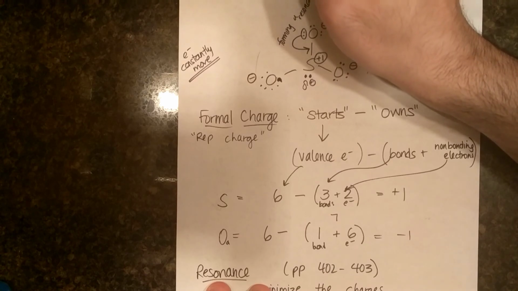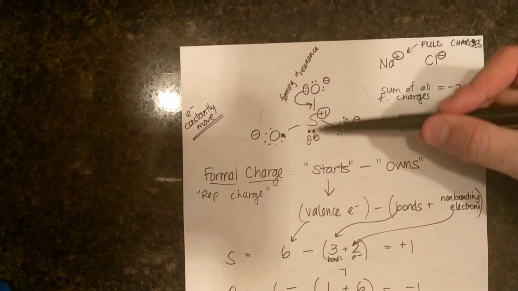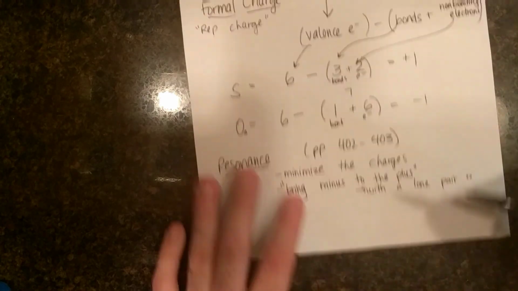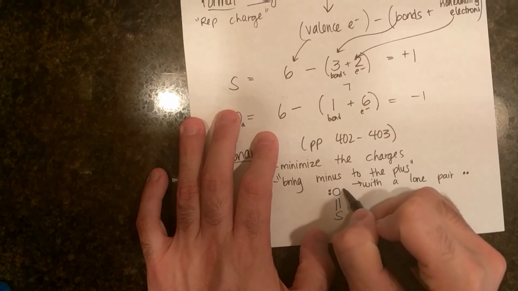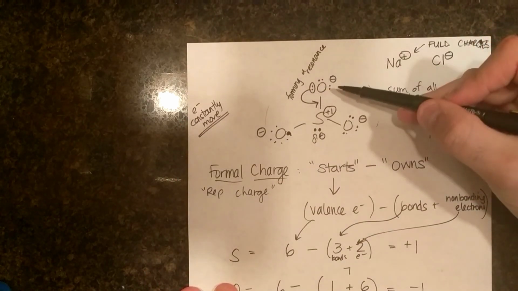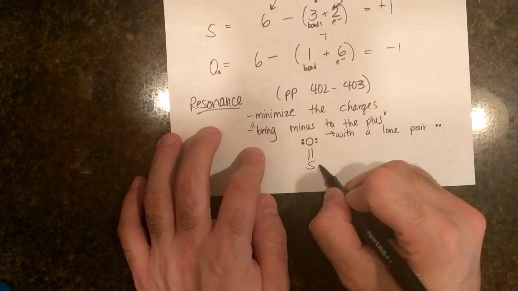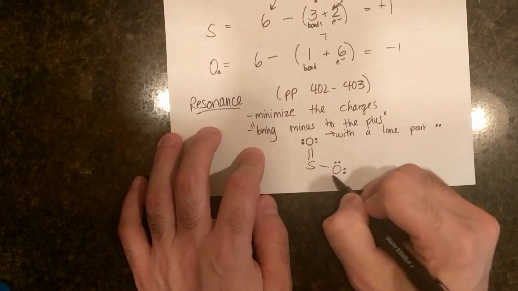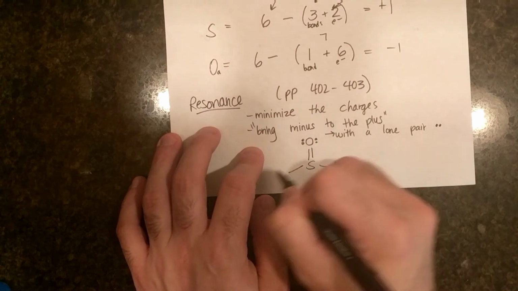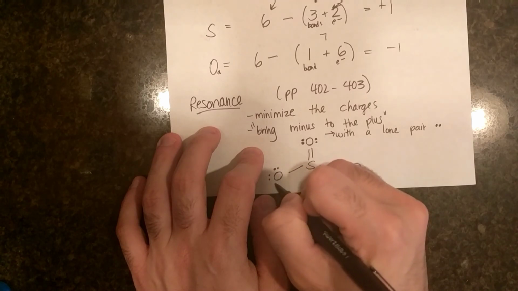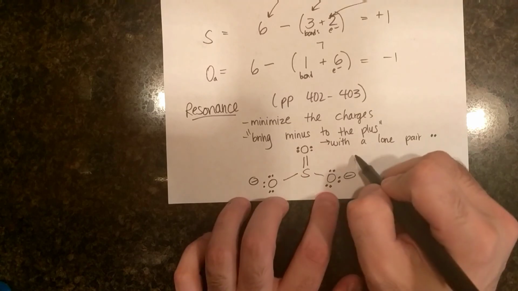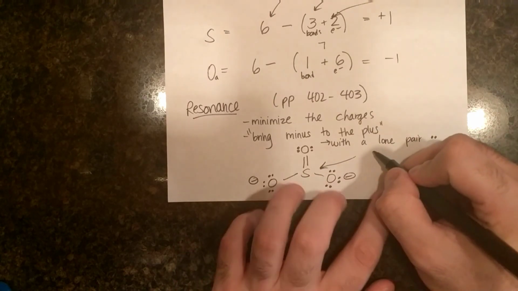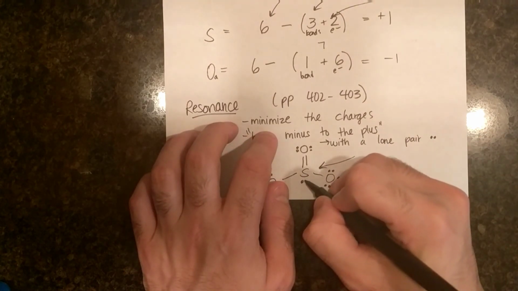Right? Resonance is moving a pair of electrons. And so if I make another bond between the oxygen and the sulfur, it's going to look like this. Sulfur, double bond O. Notice how I had 6 here, now I only have 4. And then these two oxygens were left untouched. Oh, and there was a lone pair here, my bad.